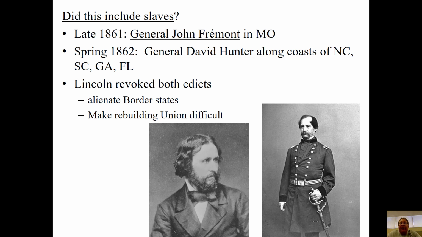General David Hunter, he's landed by the U.S. Navy on the coast of North Carolina and South Carolina and eventually Florida. As he moves inland and he takes over southern plantations, he says, let's use these slaves. Now, originally, Lincoln goes against their orders and says, no, no, no, don't do that. You'll just make border states, places like Kentucky and Maryland, want to join the Confederacy. It'll make it harder to bring the South back into the North.